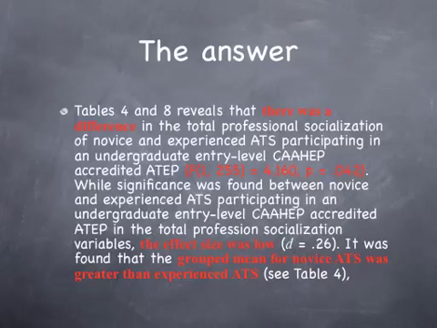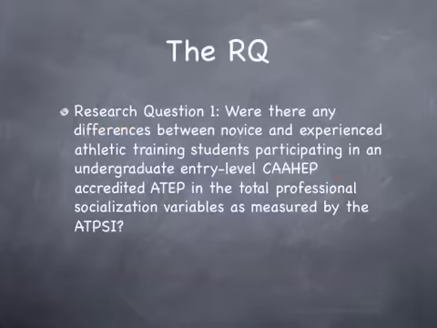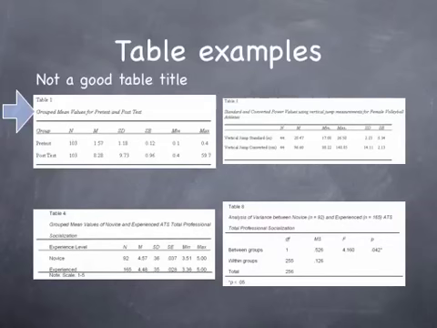And if we go back to this table and we look at the mean values, novice had a mean value of 4.57, and the experienced had a mean value of 4.48. Yeah, there's some difference there, but it's really not that meaningful. And in fact, what this found is that incoming students were more socialized into the athletic training profession than the experienced athletic training students, which makes no sense.